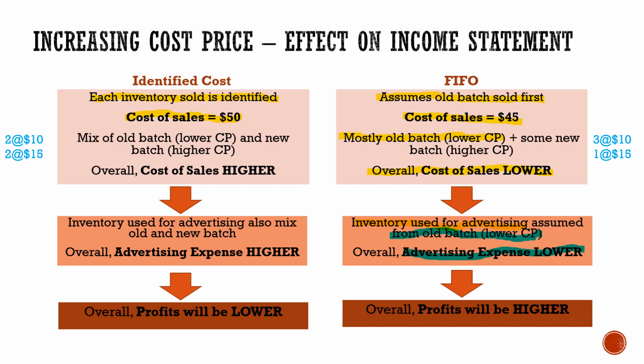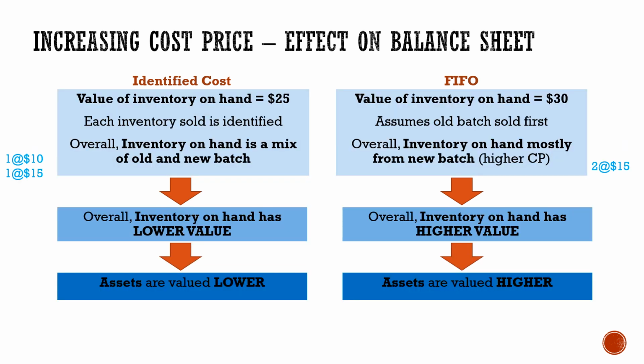So overall, what we can see here is that if we use the FIFO method, it will give us a lower cost of sales and lower advertising expense, and therefore this will give us a higher profit in the income statement. What about the effects on the balance sheet?